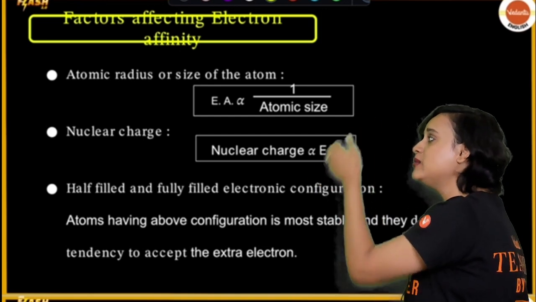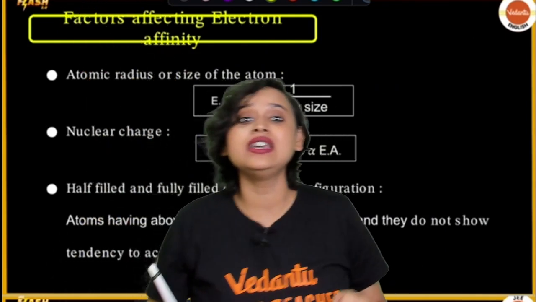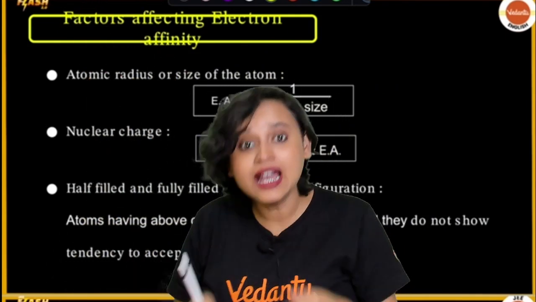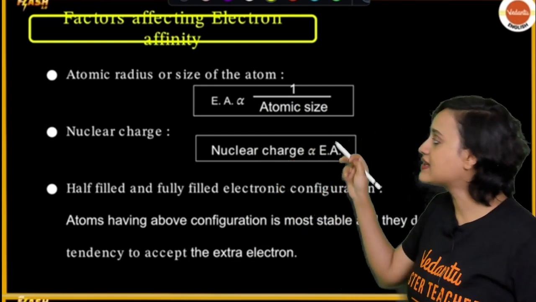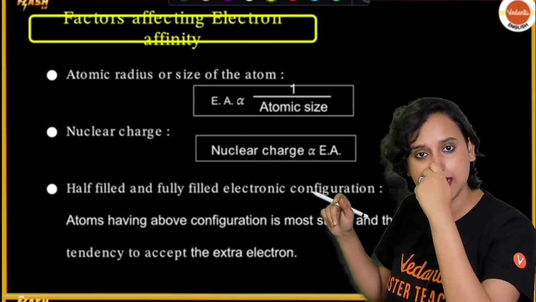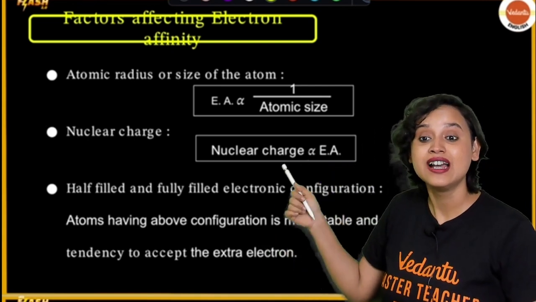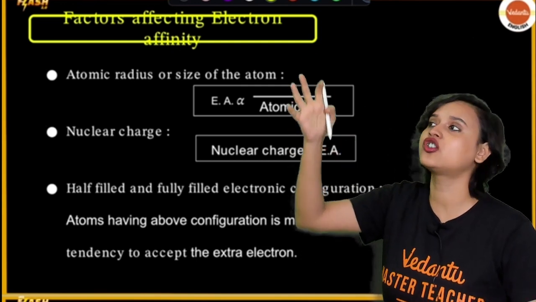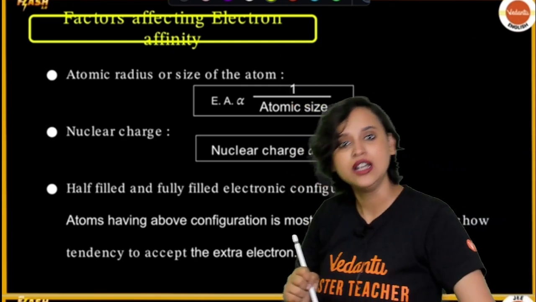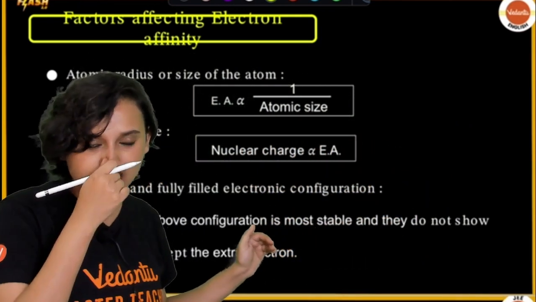If the size increases, the nucleus will not be able to exert enough positive charge to bring the electron into the atom, right? But if the atomic size is small, electron affinity increases. Why so? Atomic size is less, the nucleus is closer to the electron. The nucleus can see the incoming electron and can pull it. However, it's not always the case. We will come to that also.